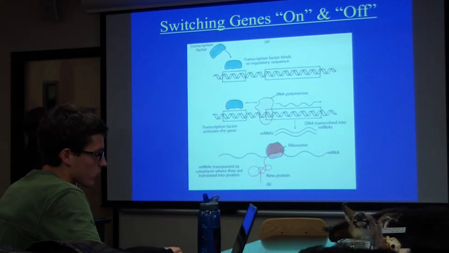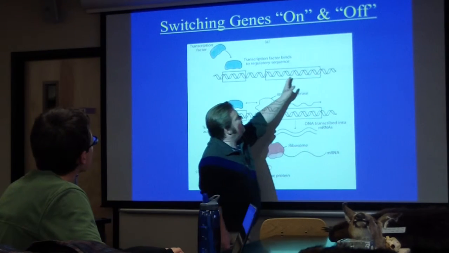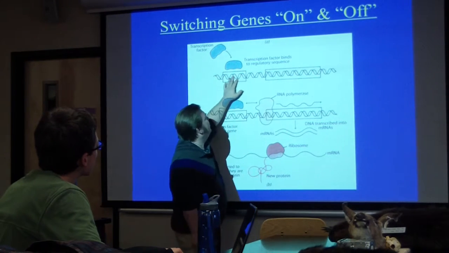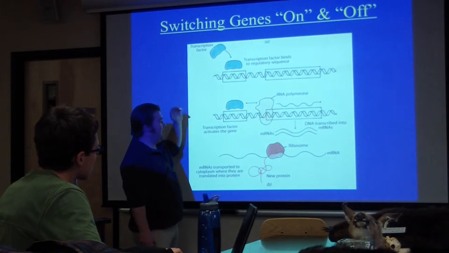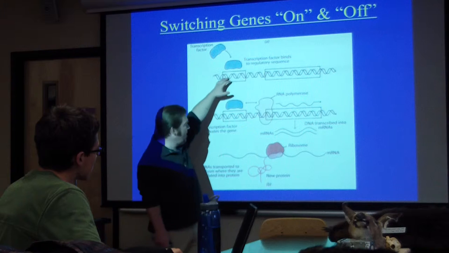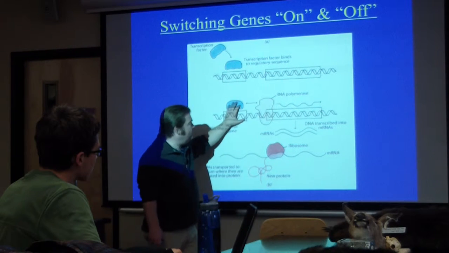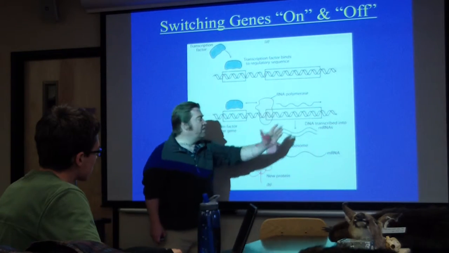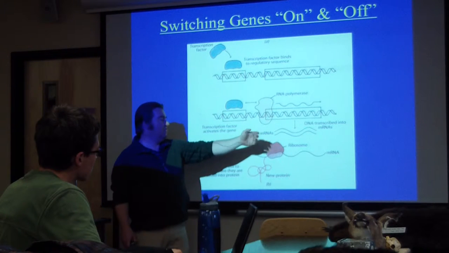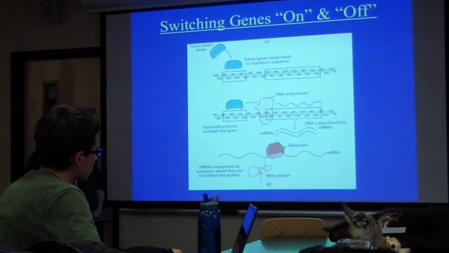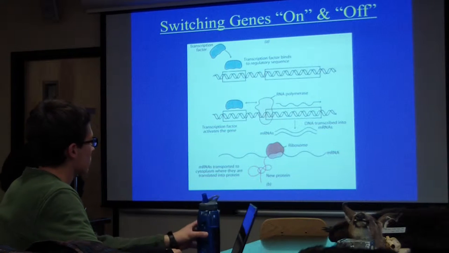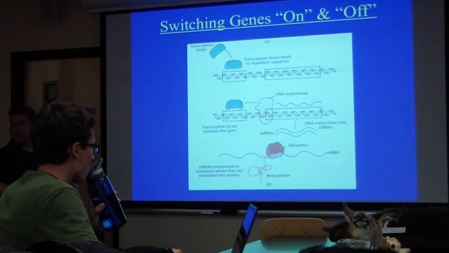So here's a picture of that. Here's that coding region of the gene. Here's the regulatory sequence. Here's a transcription factor binding to it, and in this case, it's activating it. So when the transcription factor is bound, then RNA polymerase transcribes that gene. Messenger RNA is sent out to the ribosome, where it's translated into a new polypeptide, right? And that protein can be an enzyme.